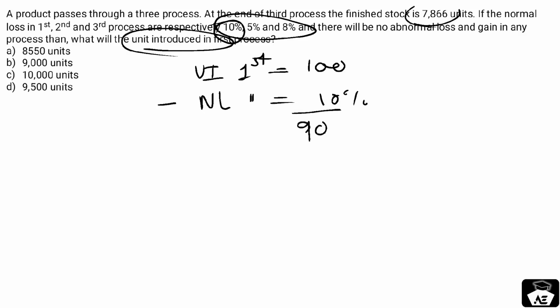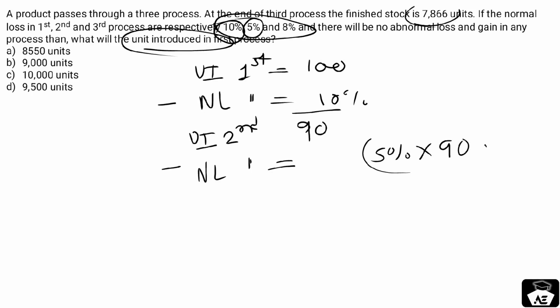This is your input for second process, unit introduced for second process. Now in second process again you have to deduct your normal loss for second process, that is 5%. You can see here. So 5% of 90, so it will be 4.5. So again deduct this, so you will get it 85.50.